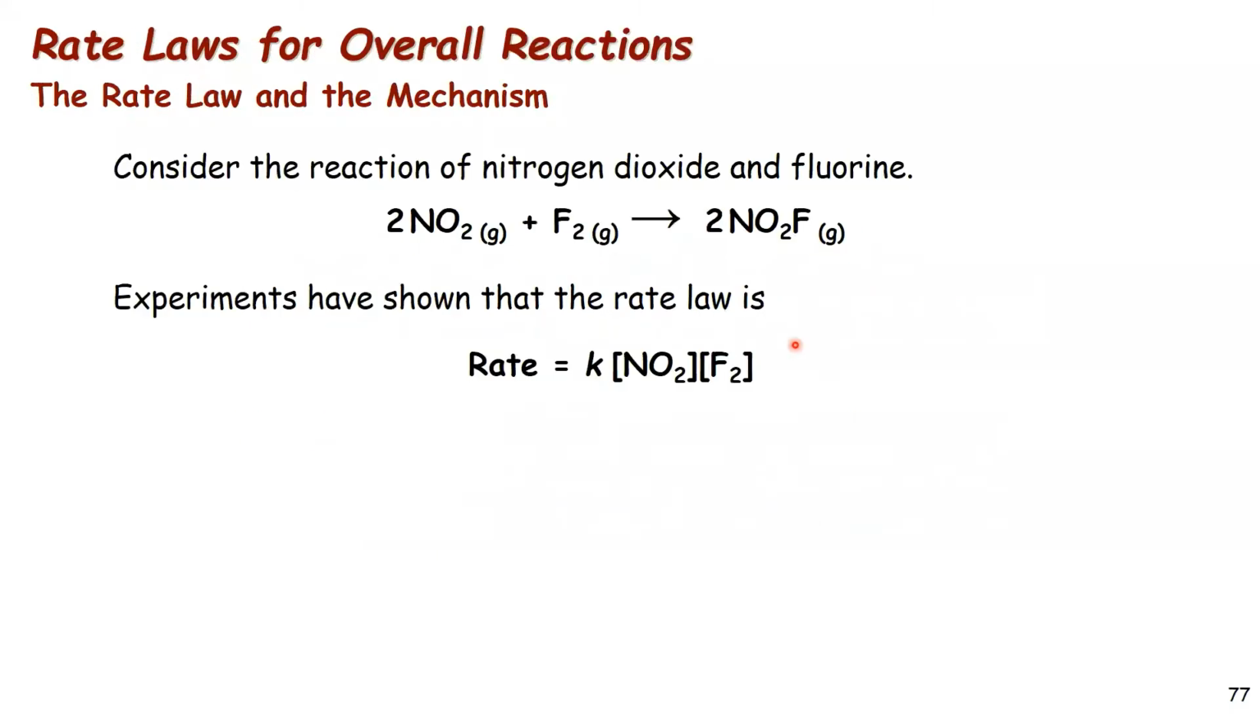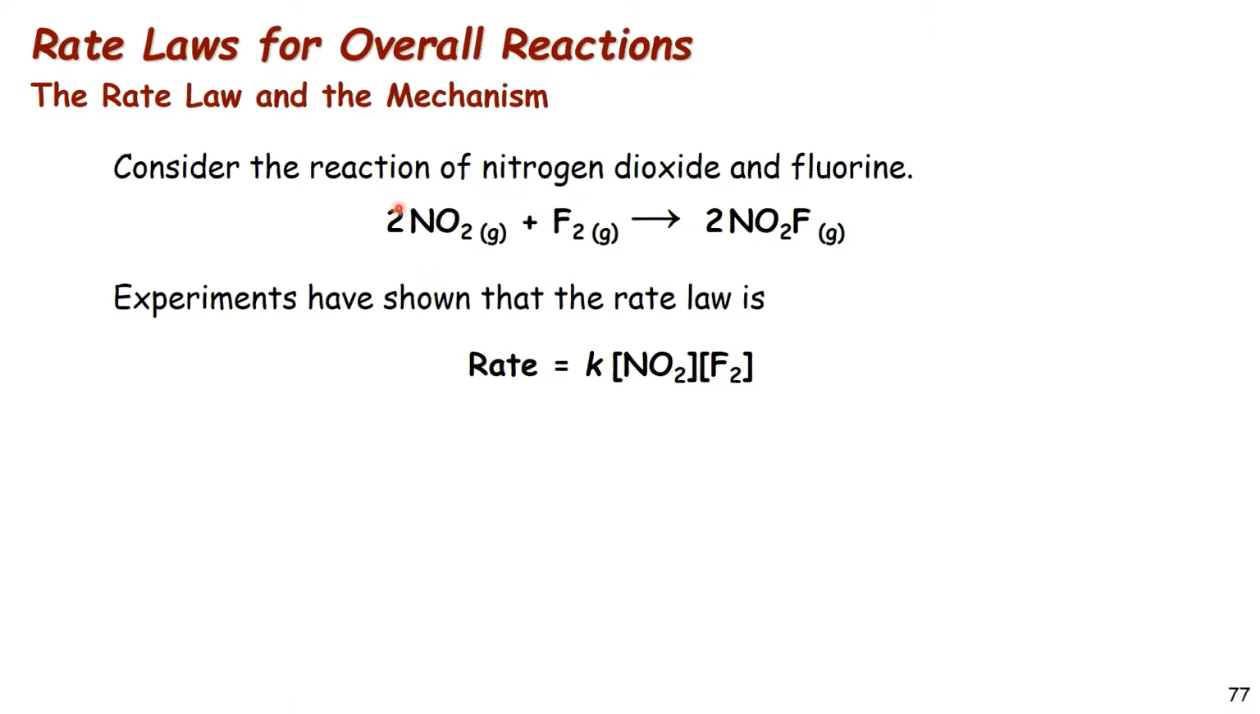Okay, so let's look at an example. Let's consider the reaction where we have nitrogen dioxide reacting with fluorine to form two nitrosyl fluorides. The rate law that's been determined experimentally looks like this: the rate is equal to the rate constant times the nitrogen dioxide raised to the first times the fluorine gas raised to the first. Notice that there's no 2 there. So if this is the experimental rate law, I know for sure this wasn't a single event. This must have occurred in steps.